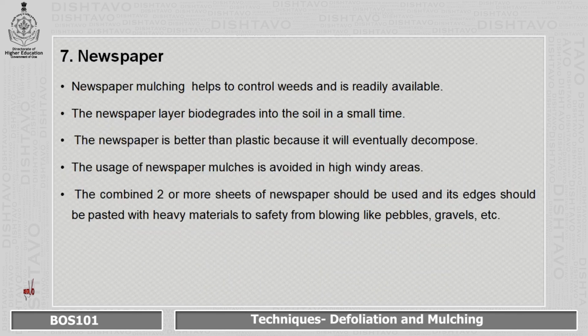Next is newspaper. Newspaper mulching helps to control weeds and is readily available. The newspaper layer biodegrades into the soil in a short time. The newspaper is better than plastic because it will eventually decompose. The usage of newspaper mulches is avoided in high windy areas. Two or more sheets of newspaper should be used combined, and its edges should be weighed down with heavy materials like pebbles, gravels, etc., to protect from blowing.